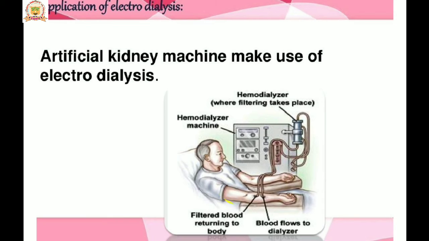Here the person is sitting in a chair, and through one pipe the blood flows to the dialyzer. This is a dialysis chamber called the hemodialyzer, because it is a purification of blood. It is used for the purification of blood, so they named it a hemodialyzer. Here the filtration takes place. The filtered blood goes back through another vein of the woman. Here the filtered blood returns to the body. This instrument is called the hemodialyzer machine.